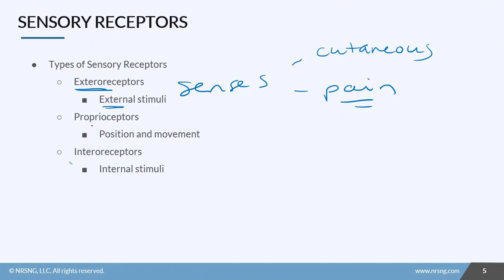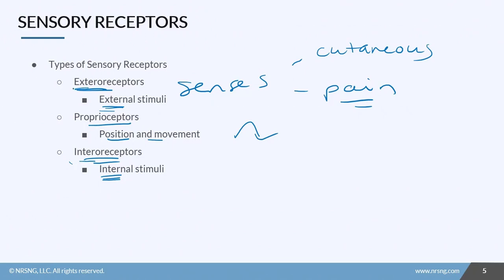We also have proprioceptors, which are responsible for helping us interpret position and movement. So basically, it helps us know our position in the world physically, like, am I hanging upside down? Am I spinning in circles, turning left, turning right, etc.? If you can't see, these proprioceptors help you to figure out where you are in space, even if you couldn't actually see it. And then lastly, we have interoreceptors, and those help us respond to internal stimuli. So external, intero, internal. So that comes from within our body.